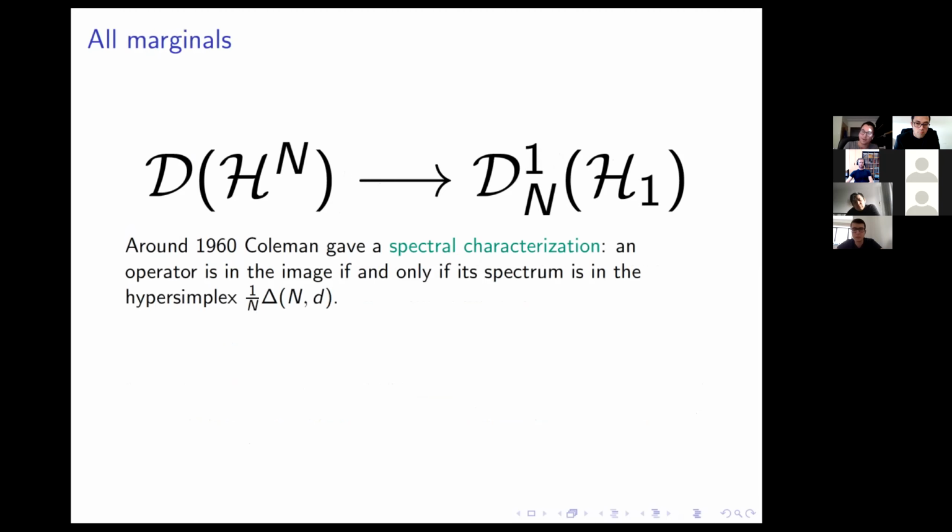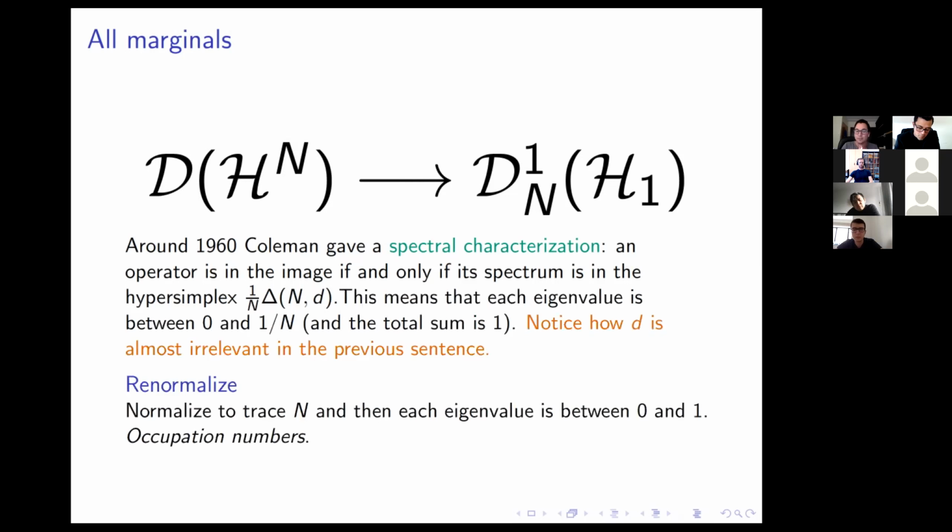so on this Hilbert space, this is the spectral characterization. This will happen if and only if each of the eigenvalues are between 0 and 1 over n, and the total sum is equal to 1. This is an object called the hypersimplex, but I put this in plain English. This is the kind of description that we want, in which D is sort of hidden. D is important because you will get D eigenvalues. So the sum of these D numbers will have to be 1.